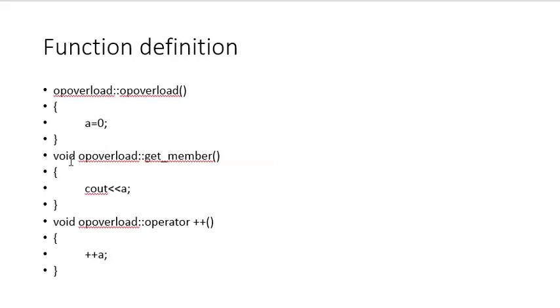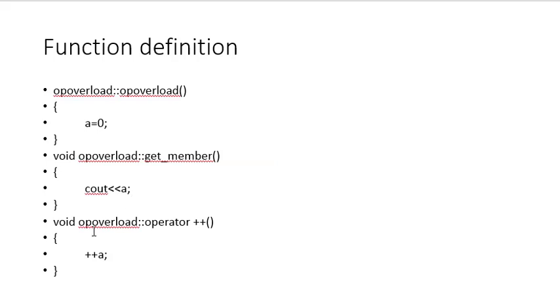Now if we are defining a function, we will write a return type void, then the name of the class, then the scope resolution operator, and then the name of the function. In that function we simply print the value of a, so we just write cout a.